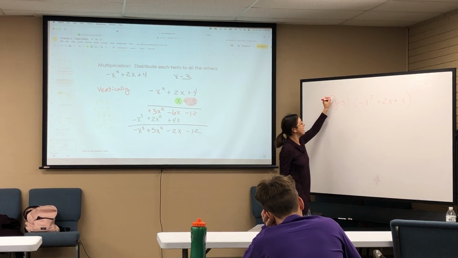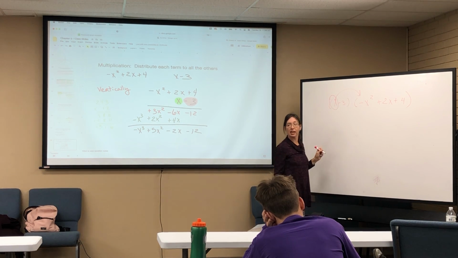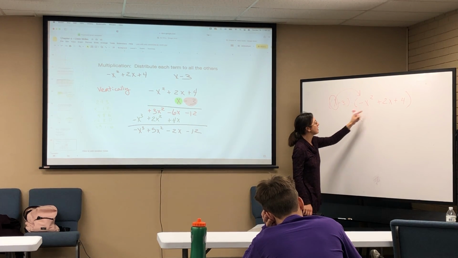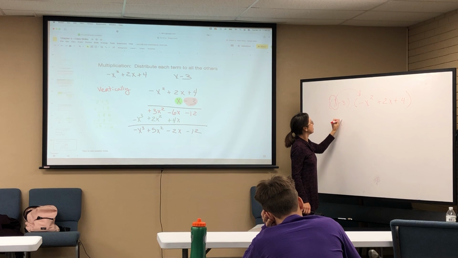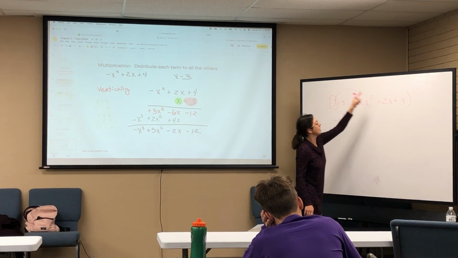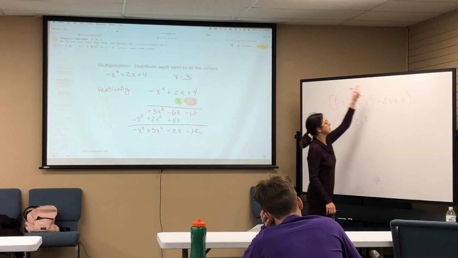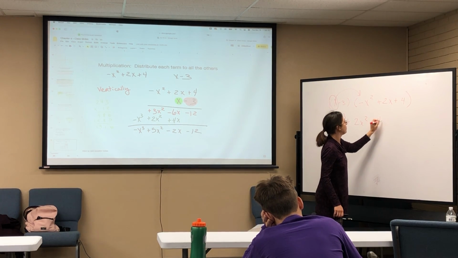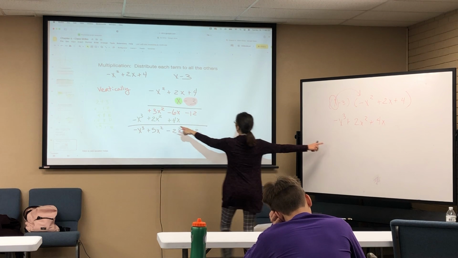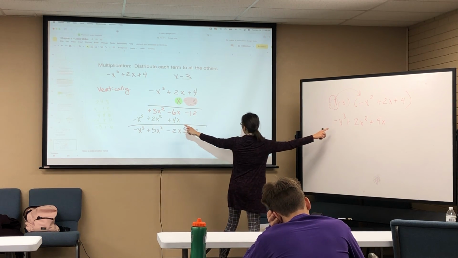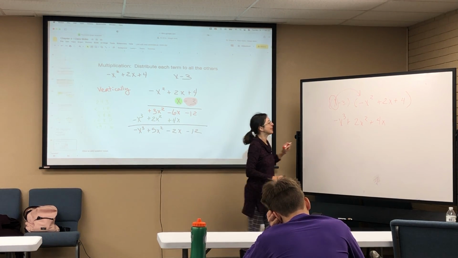So we're going to take our x, and it has to be distributed towards every single thing. So x times -x squared gives us -x cubed. X times 2x, we've got 2x squared. X times 4, and we have 4x. So we should have the same solution from whenever we multiply the x across both sides.